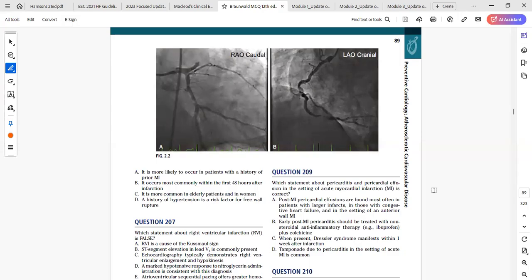I don't know if any of my seniors who have better information could please help us explain this angiography more. But the answer to the question is A. If not, I can go to 205.